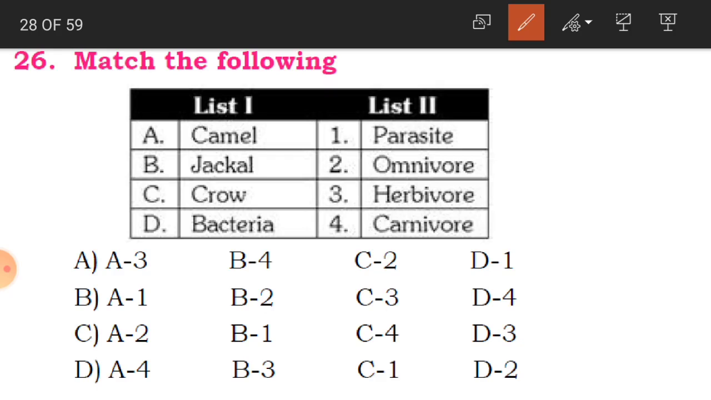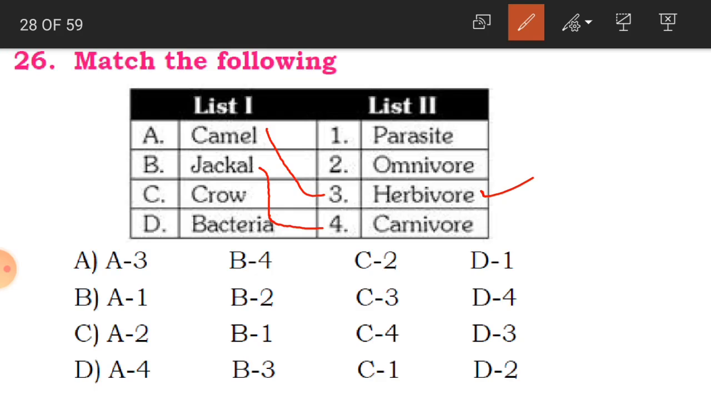Like A, first one, camel. What is camel, children? Is it an omnivore or herbivore? Yes, it is herbivore. Camel is a herbivore. Then B, jackal. Jackal, what is it? Is it omnivore, herbivore, carnivore or parasite? So jackal eats animal flesh. So that is why jackal will match with the fourth option.